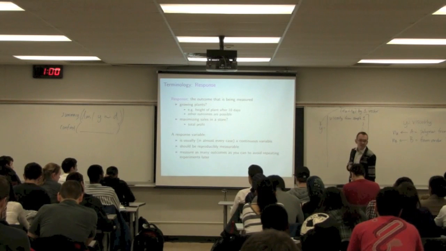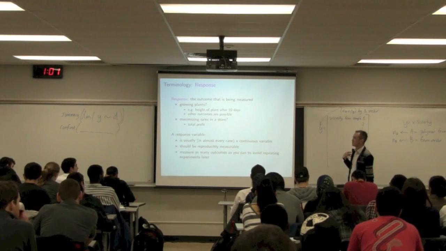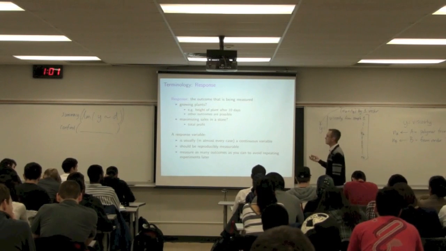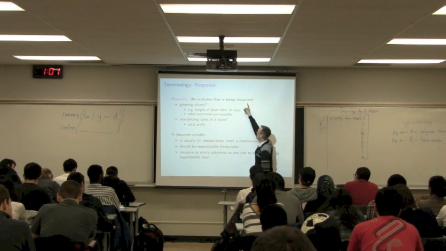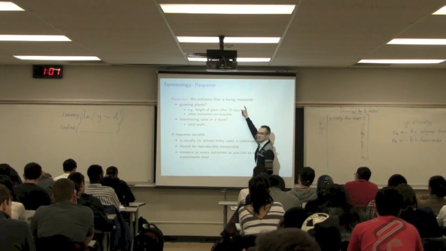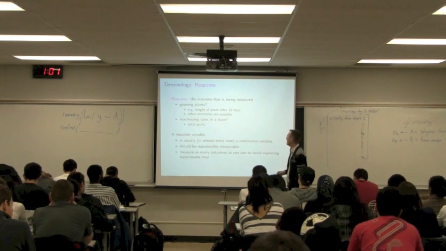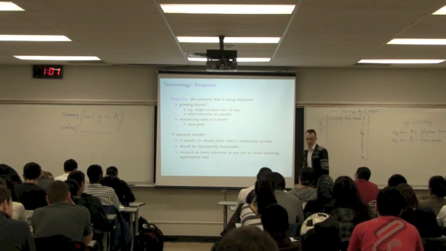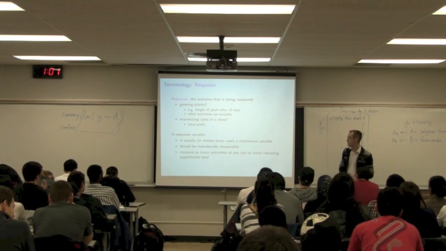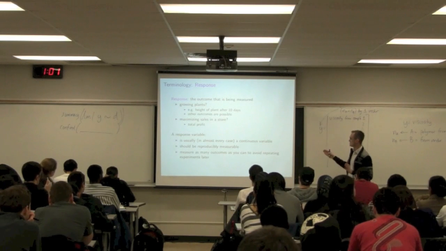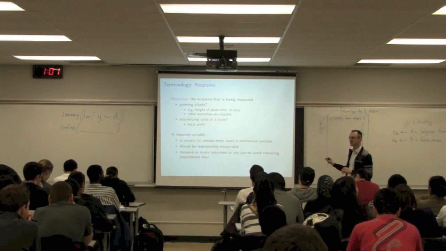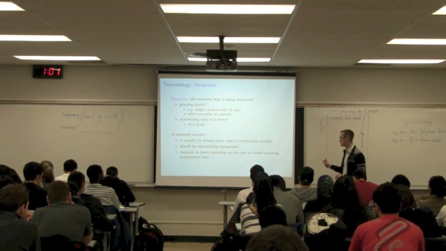If you're maximizing sales in the store, that's your response. So this is your quantitative output. You're able to measure it in some way. After running the experiment, you can measure the response. In most cases, the response is continuous, a number, so it's a continuous variable. In a few cases, it could be a categorical response.